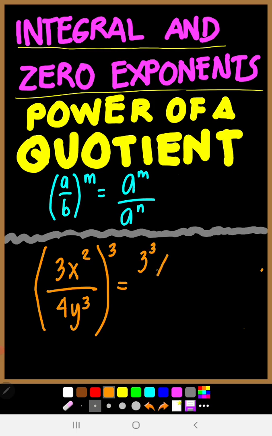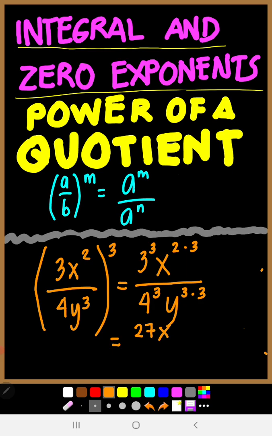Tapos, yung x, ang exponent niya sa loob ay 2. So, multiply mo siya ng 3 sa exponent na nasa labas. And then, dun sa 4, okay, walang exponent si 4. So, that is 3 times 1. And then, sa y, ang exponent na nasa loob ay 3. Times the exponent na nasa labas, which is 3. Okay? So, ang 3 cubed, that is 3 times 3 times 3, which is 27.